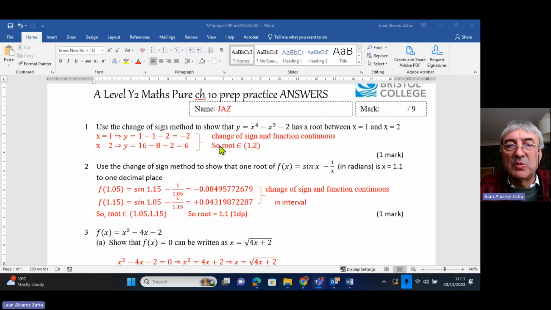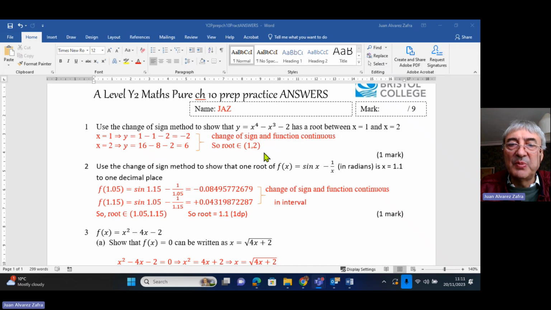And then we must make the statement that because of the change of sign and because the function is continuous, the root must lie between 1 and 2. A quartic is always continuous, but all we need is for it to be continuous between these two values. And of course, it must be because it's continuous everywhere. And because there's a change of sign, that means that our function is negative for one of these values, positive for the other one. And because it's continuous, somewhere between the two, it must be equal to 0, which of course gives us our root in that interval.